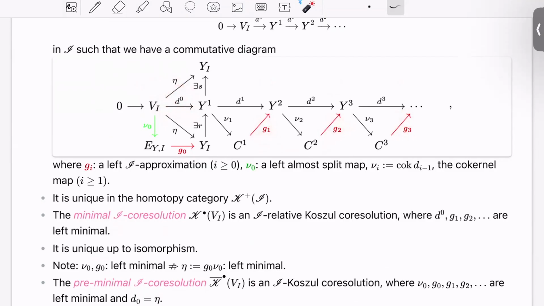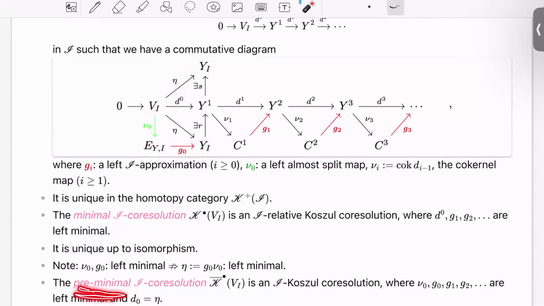But notice that even if they are minimal, this cannot always be left minimal. Even if we have this identity, D0 equals eta k, we can't assume that this is minimal. Even if we take this, they are minimal, but this cannot be minimal.